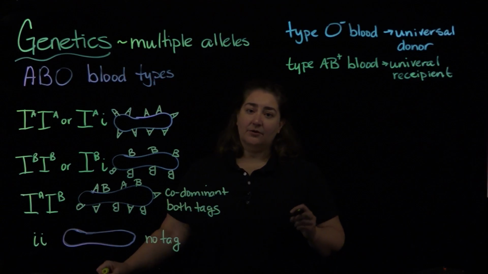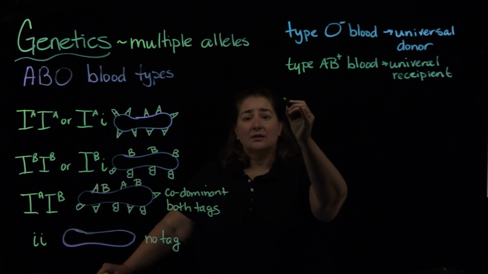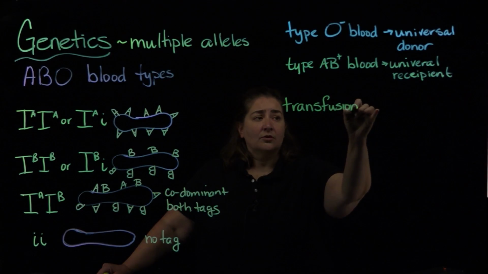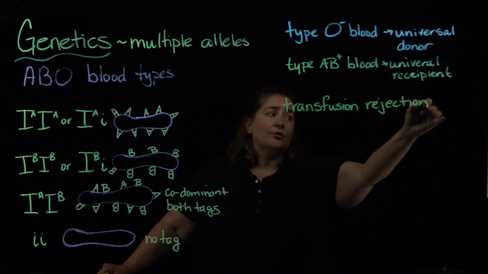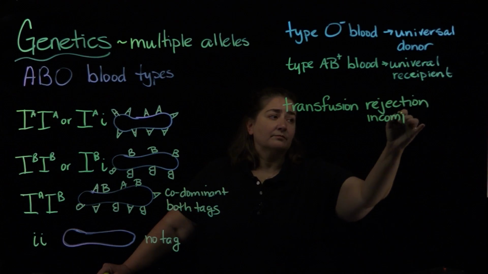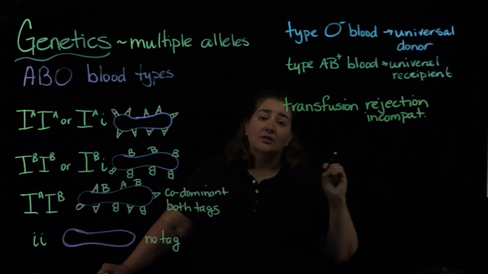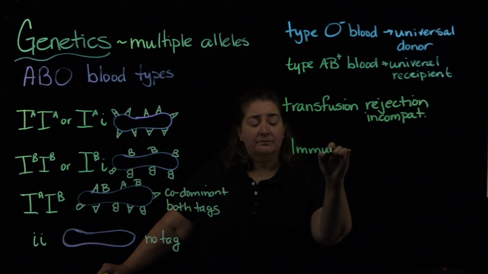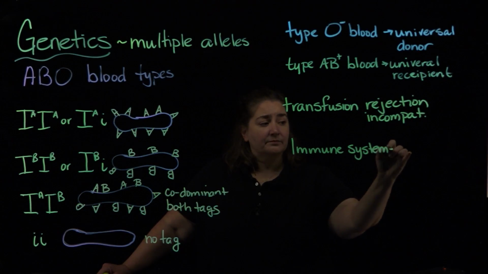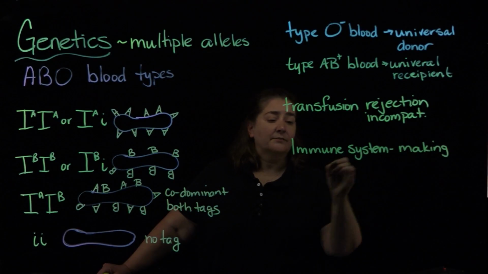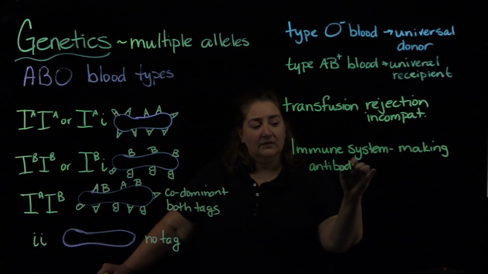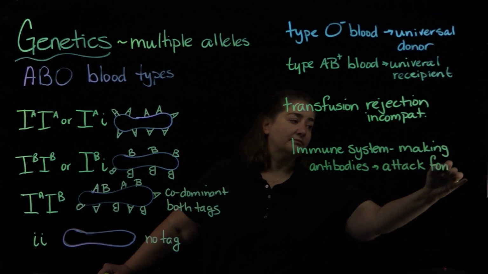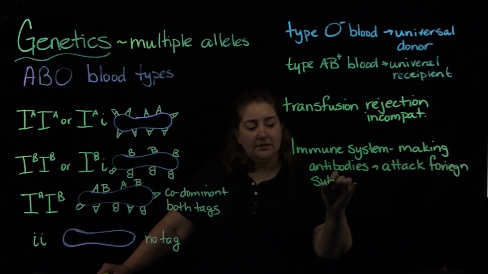So we've got the tags on the outside of our blood cells. So what happens when you're talking about donating blood and you've got a transfusion rejection, or incompatibility? There's another component to the ABO blood type that involves the immune system. The immune system is responsible for making antibodies, and those antibodies are there to attack any foreign substances.